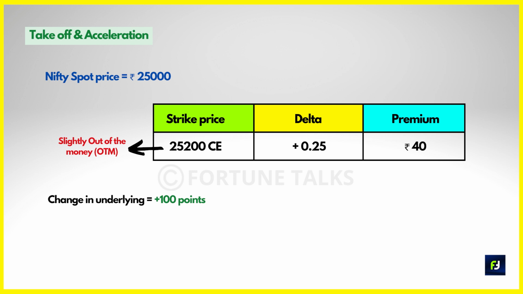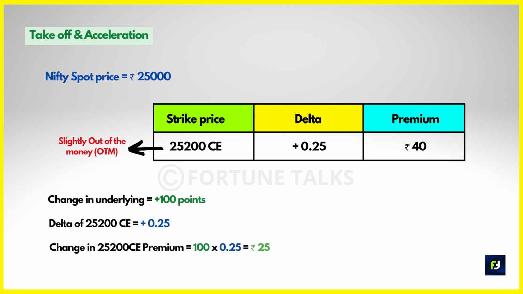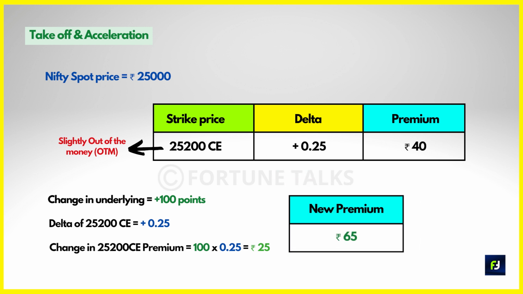So when the spot price moves 100 points from 25,000 to 25,100, what do you think will happen to the 25,200 call option premium? Since delta is 0.25 and the change in underlying is 100 points, the change in premium is 25 points and therefore the new premium will turn out to be 65 rupees. And that, my friend, is almost a 62.5% return. Isn't it clear that for the same 100 points of the underlying, the slightly out of the money option behaves very differently from deep out of the money options?